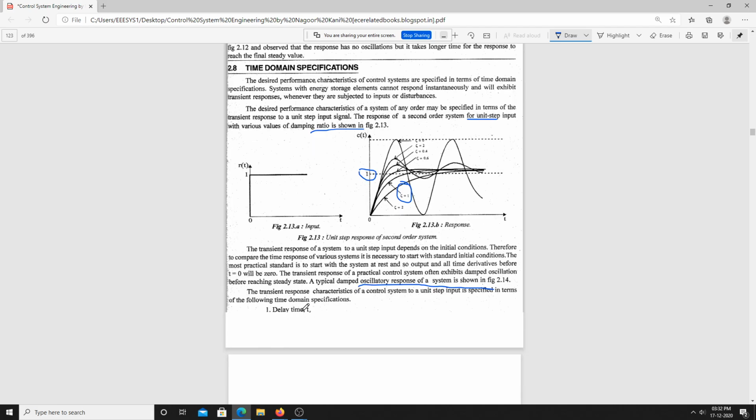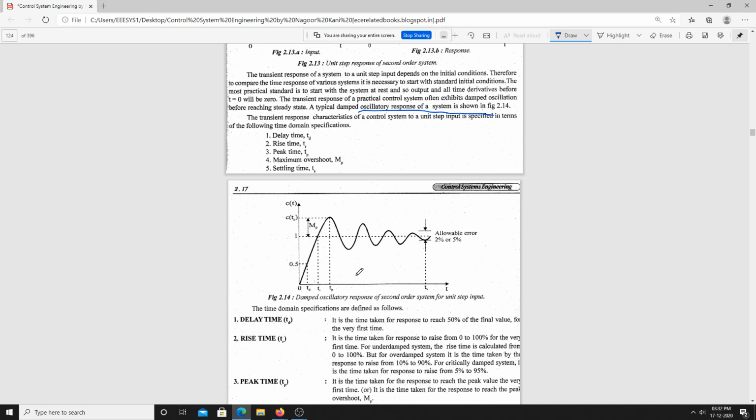So now what happens here when the response reaches the steady state value? It will exhibit some sort of oscillation. See here, this is the response from 0, from the initial state. It is slowly rising, and when it reaches its final value it exhibits some oscillations over here.